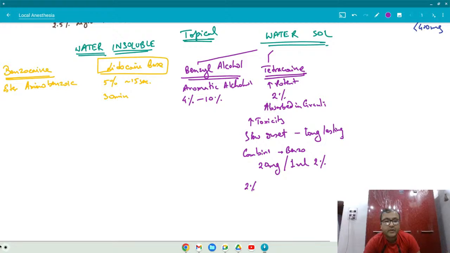Okay, so this is how we calculate it. If it is 2 gram in 100 ml, then we can say that it is 2%. Got the point? But anyway, that's a different discussion. So, 2 grams in 100 ml.